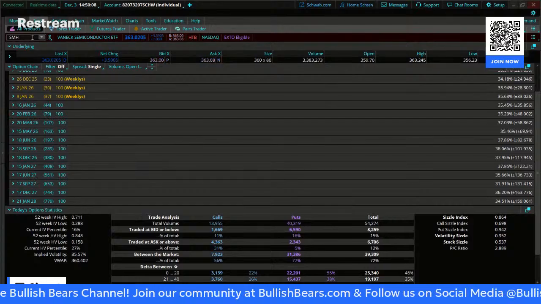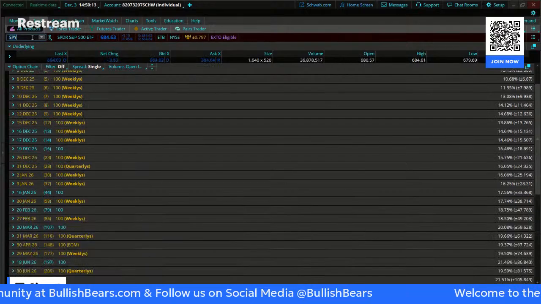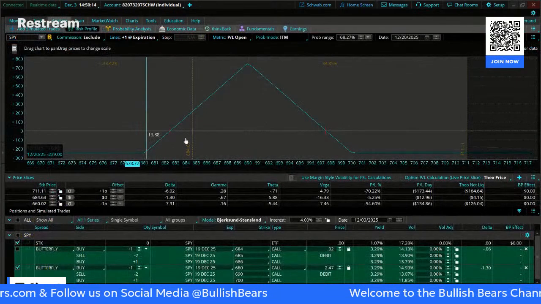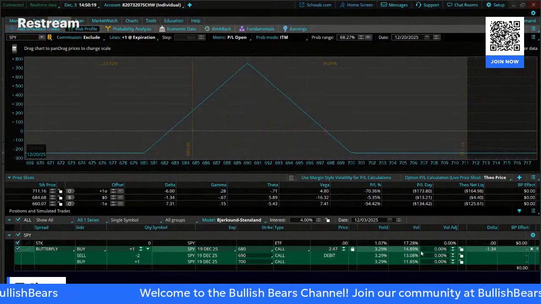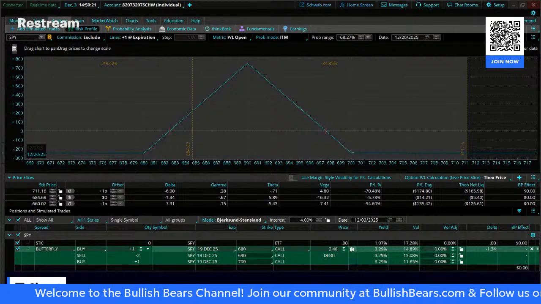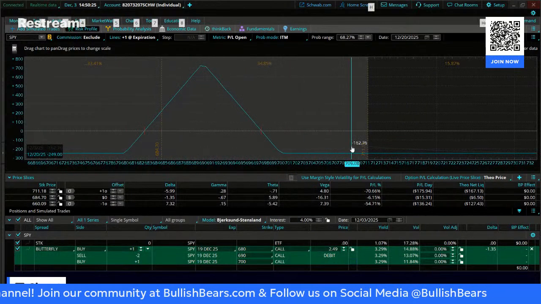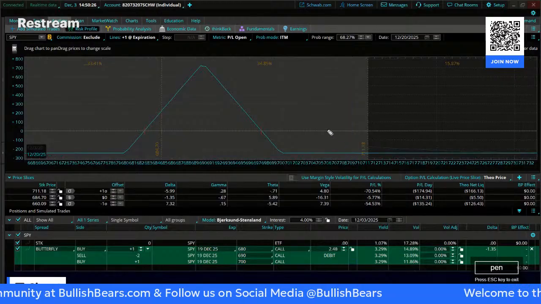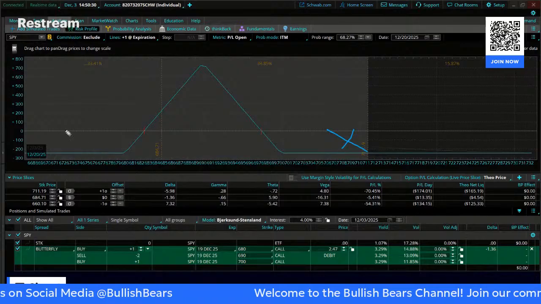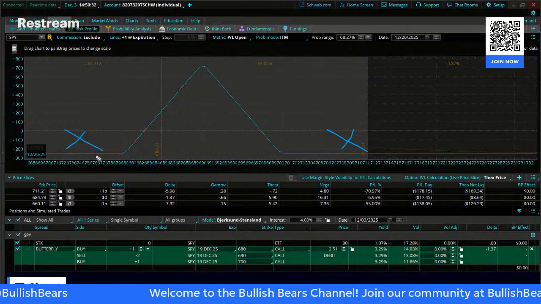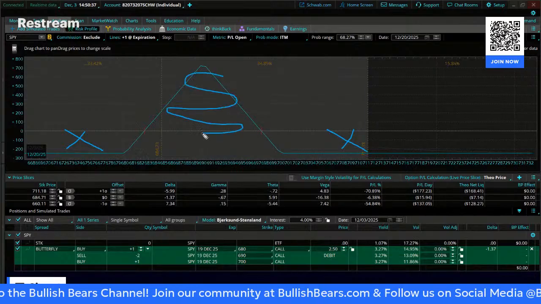So let's change the shape of the butterfly. We got this SPY trade. It's $247.50, 250, and it's equal on each side. If we go up too far, we'll lose 250, and if we go down too far, we'll lose 250. And this is where the sweet spot is, in the middle.